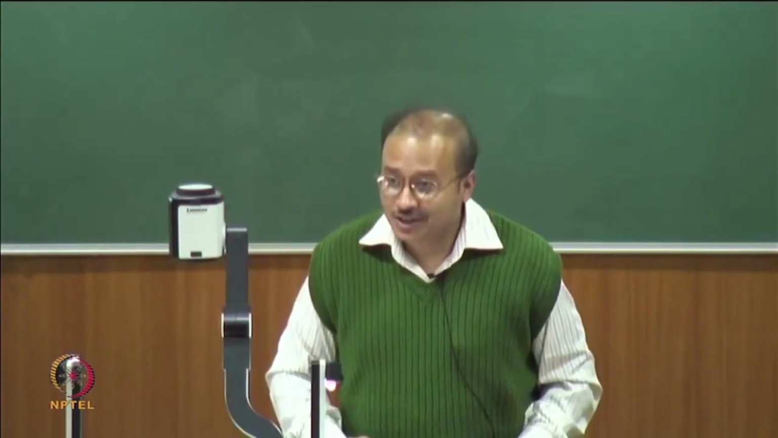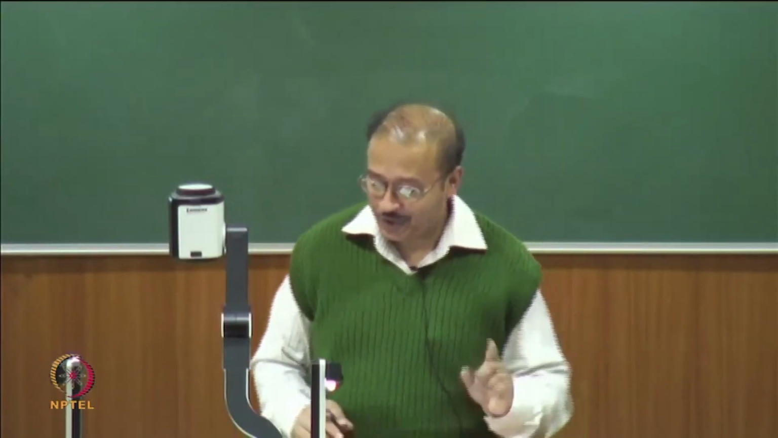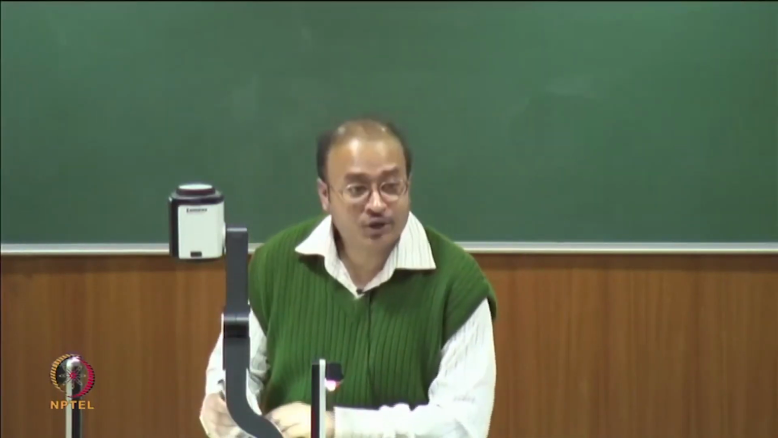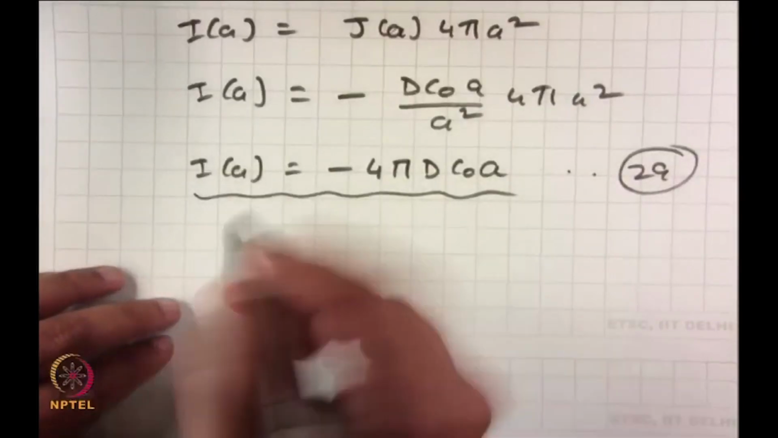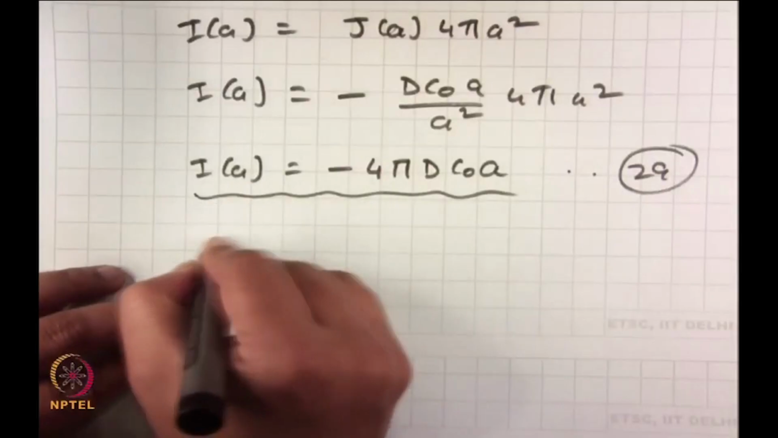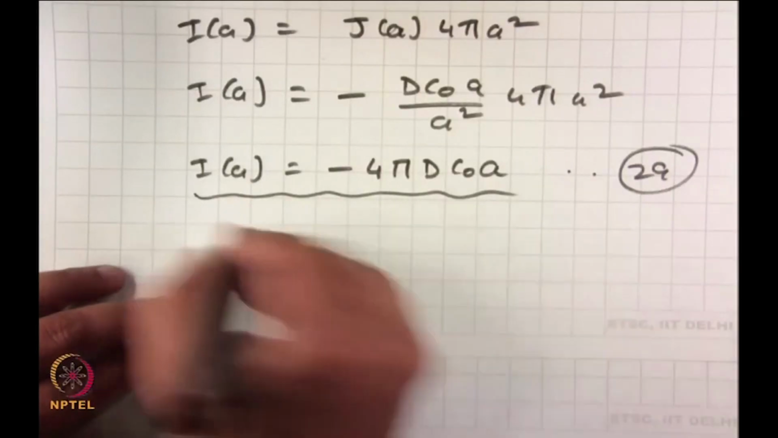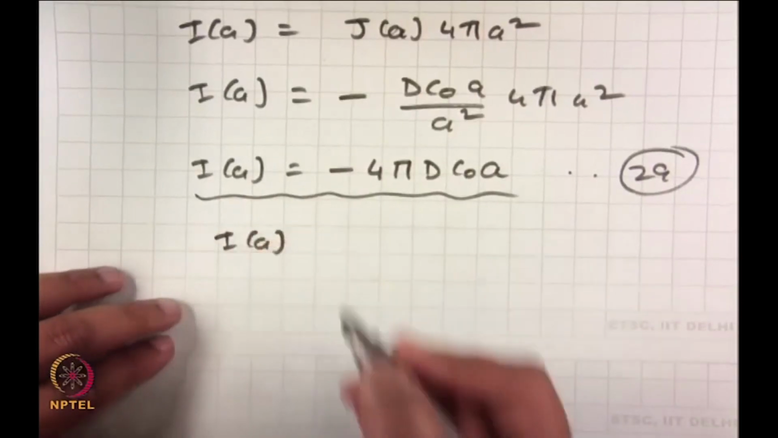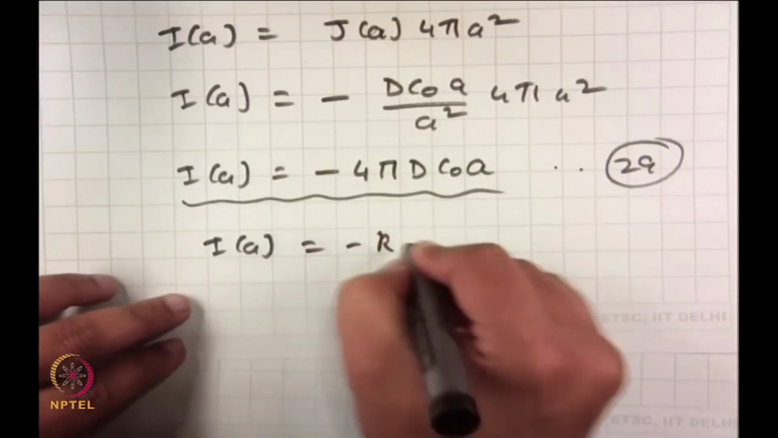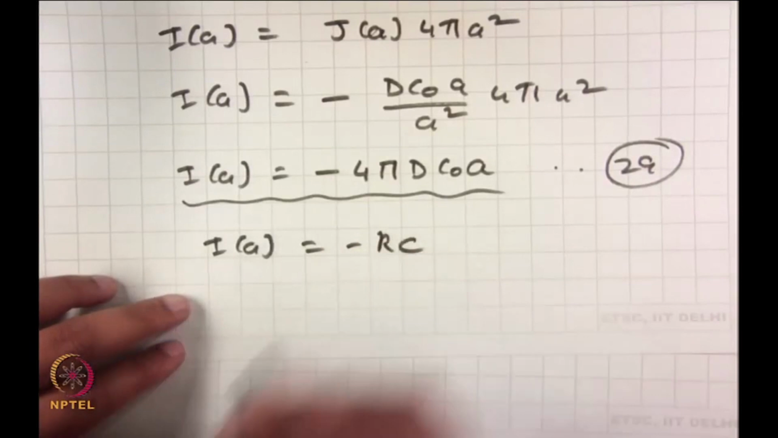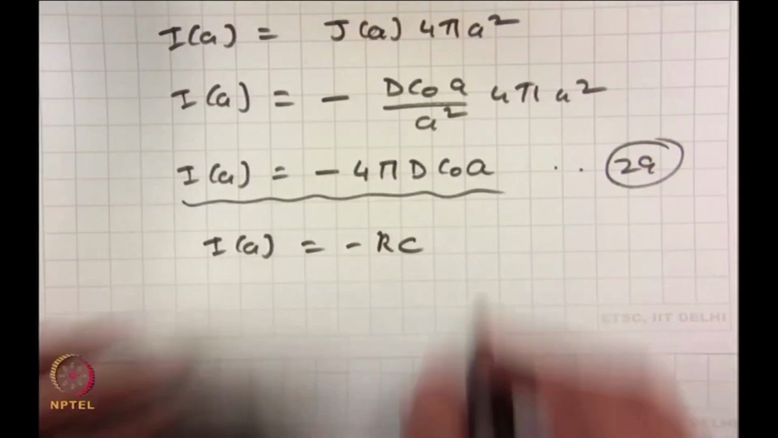If this is the collision current, then the association rate can often be defined as minus k times C.